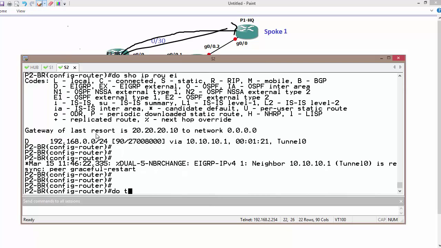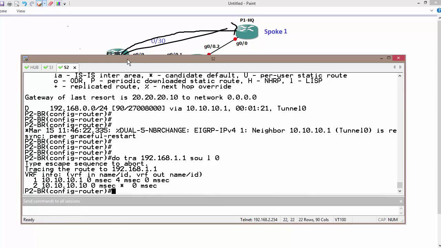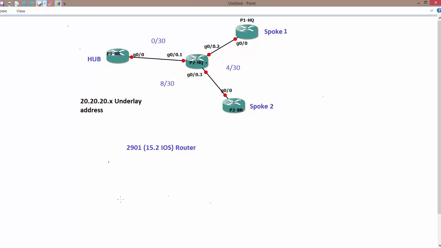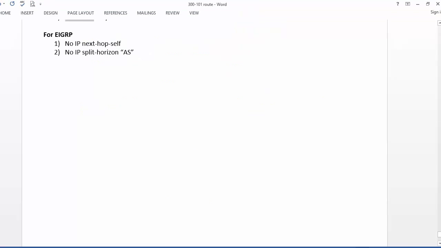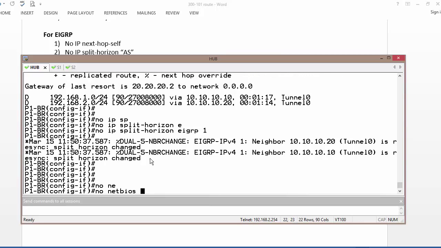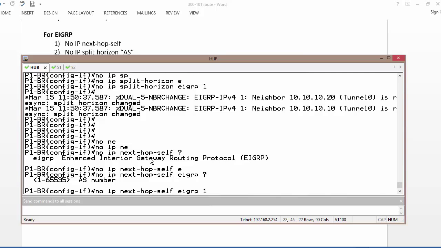Again, you can change to do it from the other end. So I would like to trace route traffic to 192.168.1.1 from the hub, because we come to know about the spoke's network via the hub. There is a command, basically used in dynamic VPN, on your tunnel interface: no ip next-hop-self. So let me tune this one as well. No ip next-hop-self eigrp autonomous system 1.